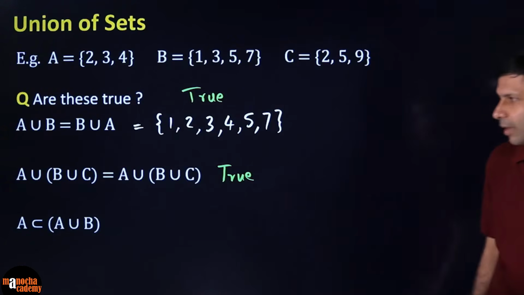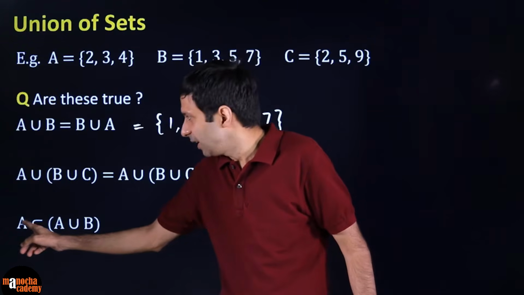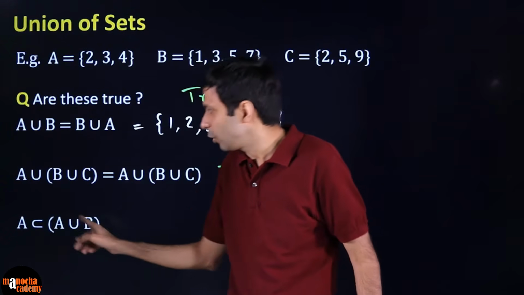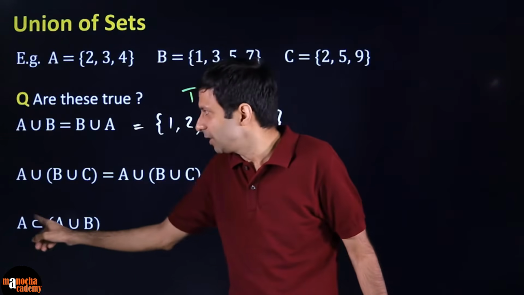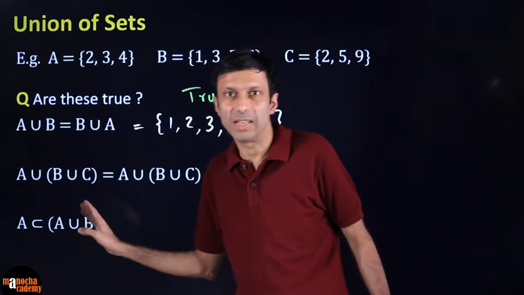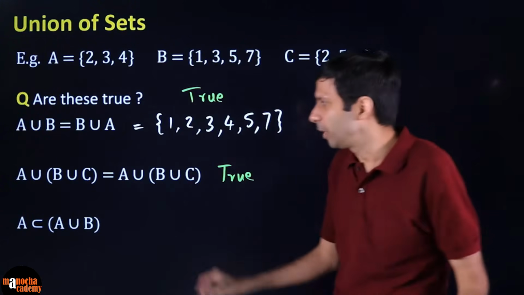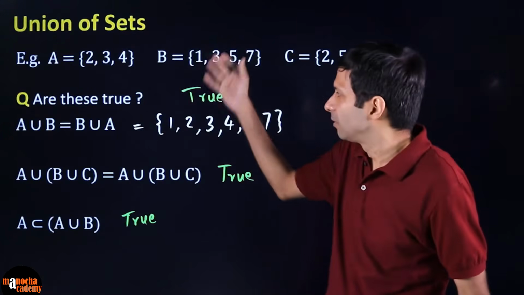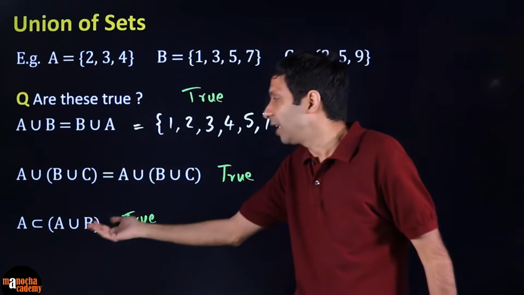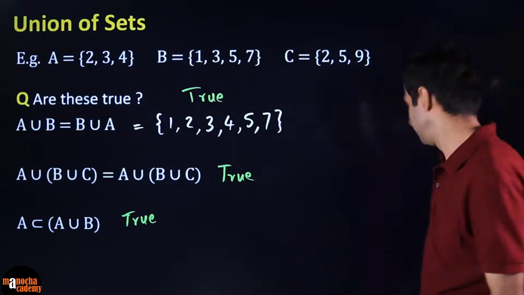What about the next one? Do you guys remember what is the meaning of this notation? Is A a subset of A union B in this case? This kind of notation means that A is a subset of A union B. Is it true or false? Very good. Again, the answer here is going to be true, because you will see that A union B is larger, it contains all the elements of A, so A is definitely a subset of A union B.